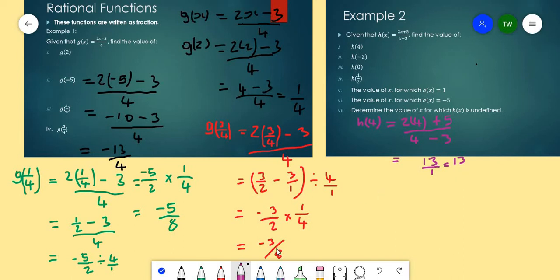We're also asked to find h of -2. So we want to find h of -2. So h of -2 is going to equal 2, open bracket, replace x with -2, so it's going to be -2, close your bracket, plus 5, all of that divided by x minus 3, where you see x, replace it with -2, so it's going to become -2 minus 3. All you need to do is to simplify and you're finished.